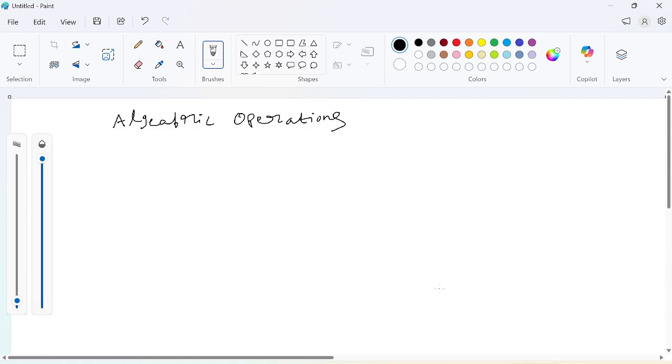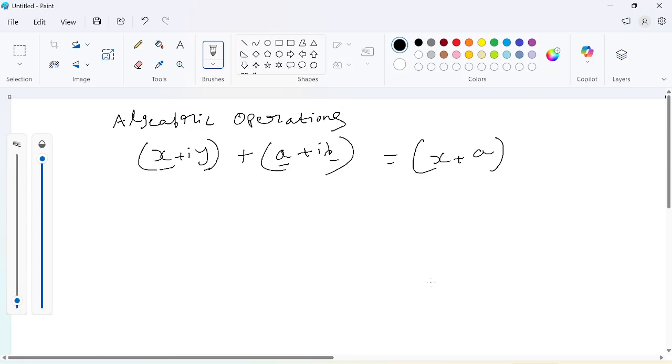Okay. Now say I have two complex numbers. One is x plus iy. Another complex number is a plus ib. Now I want to add these two. So how to add? Very simple. Take only the real numbers and add, and take the imaginary numbers and add. That means take the real numbers as one group and add them. So it will be x plus a. Take the imaginary numbers and add them, y plus b. That's all. So again, this is one complex number.